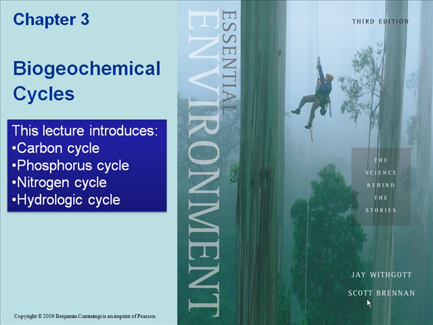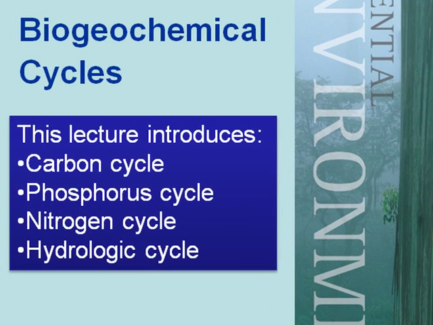This lecture is on biogeochemical cycles. It's a lecture from chapter 3. There are many important cycles in the environment. Of particular importance in environmental science are the biogeochemical cycles, which trace the movement of chemicals that are essential to life. In this lecture, I will introduce the carbon, phosphorus, nitrogen, and hydrologic cycles.